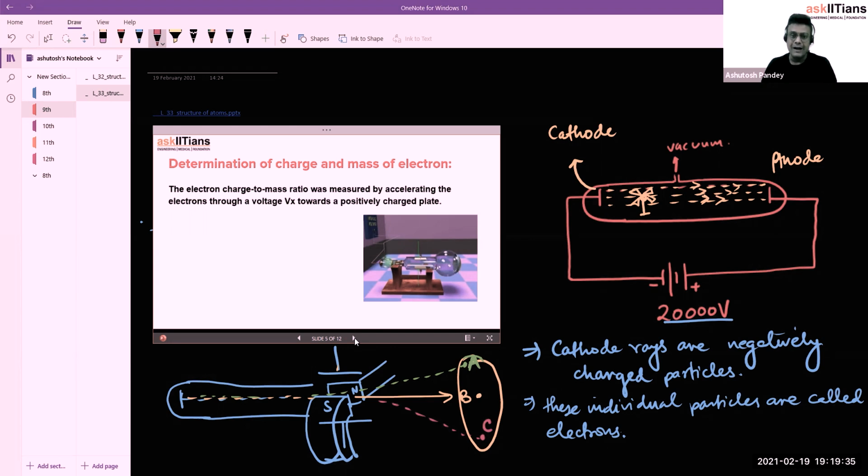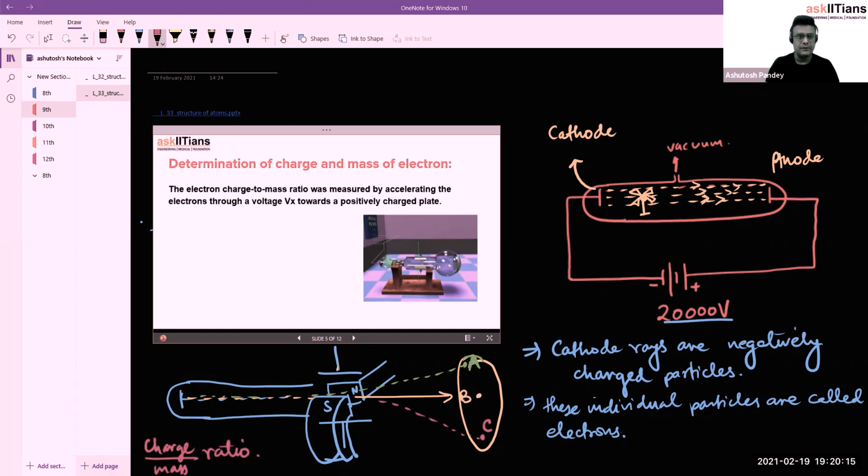While doing that, there are two properties associated with electrons: one is electric charge and the other is mass. With the help of this experiment we are able to determine the ratio of charge to mass of the electron, and that's how the charge to mass ratio of the electron is determined. Clear?